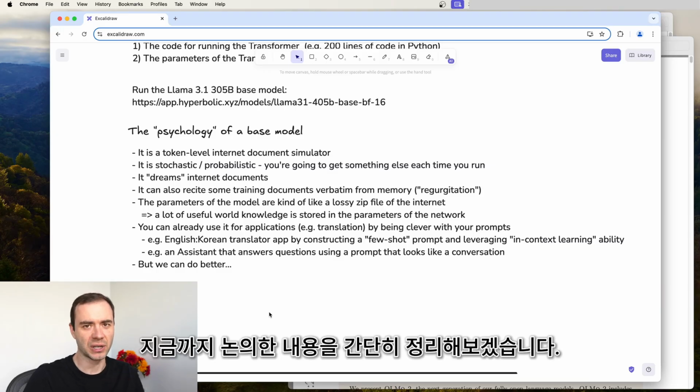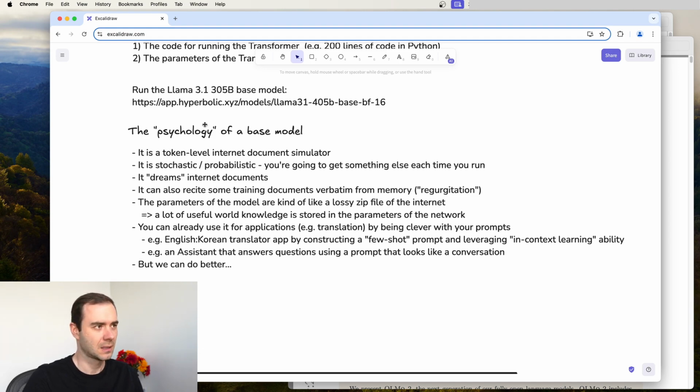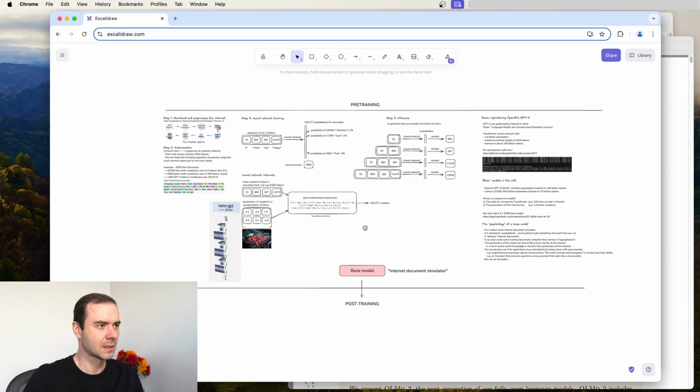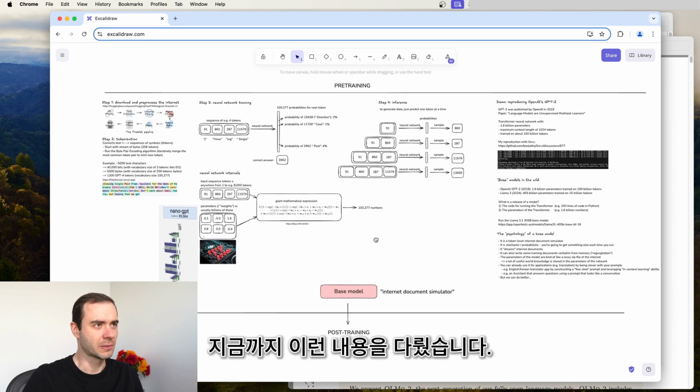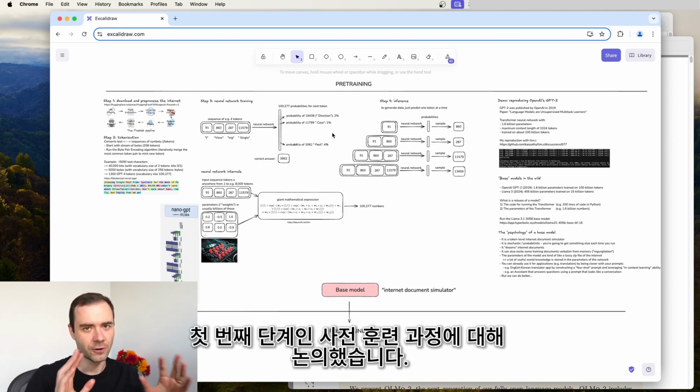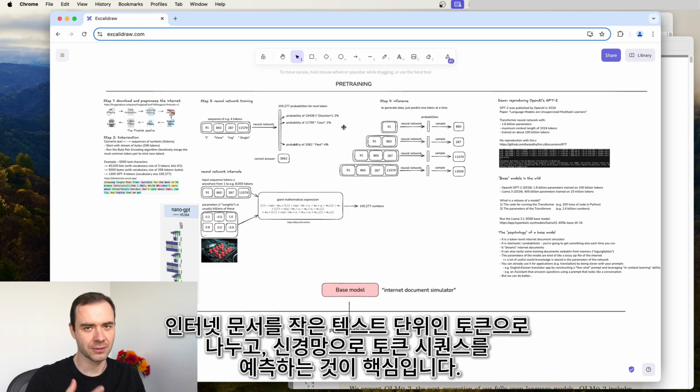Okay, so this is a brief summary of the things we talked about over the last few minutes. Now, let me zoom out here. This is what we've talked about so far. We wish to train LLM assistants like ChatGPT. We've discussed the first stage of that, which is the pre-training stage. And we saw that what it comes down to is we take internet documents, we break them up into these tokens, these atoms of little text chunks, and then we predict token sequences using neural networks.